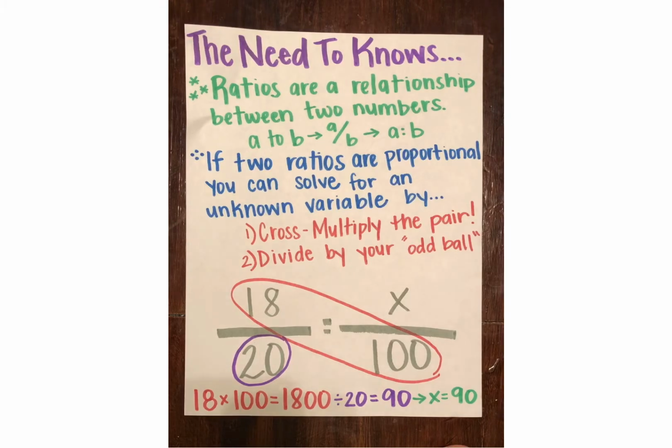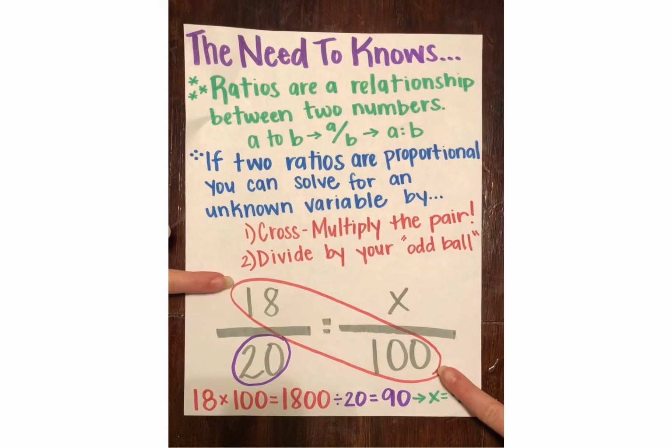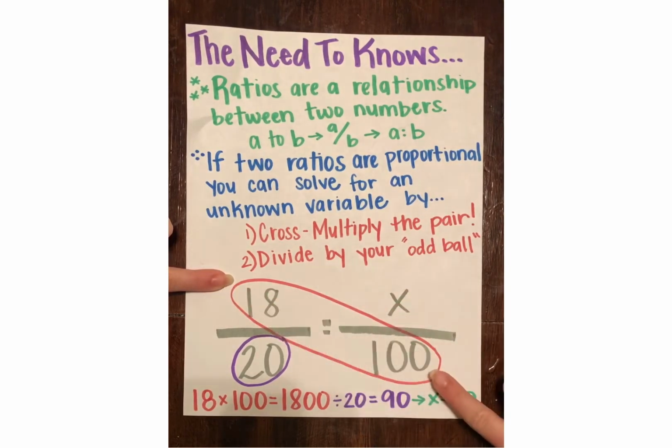All right, I again have worked through the problem that is in your example section that is also worked out on your printout for you, but let's talk about it before we start on our word problems. So when I say cross multiply, that means you've got to find the pair that are across from each other on the equal sign. Here we have 18 times 100, which would equal 1800, and then we're going to divide by our oddball, which is the number that was left out. So divide by 20, and that equals 90, which means x equals 90. All right, let's move on.